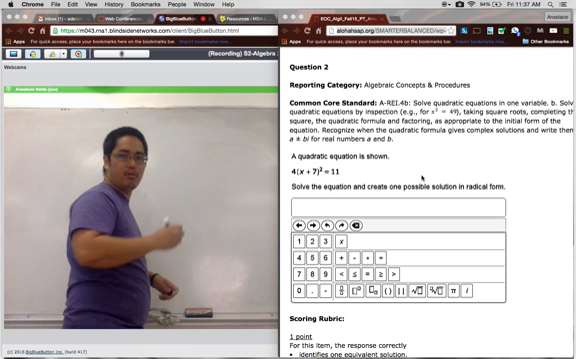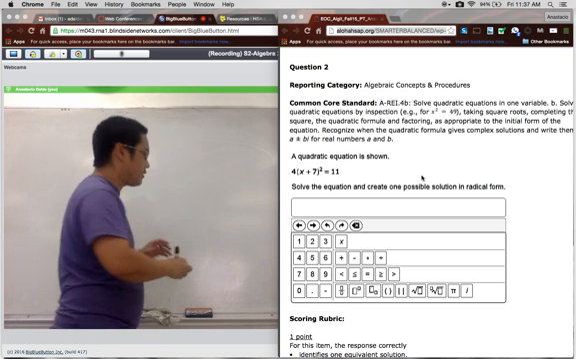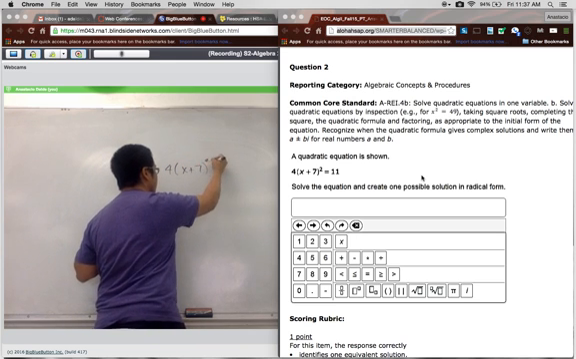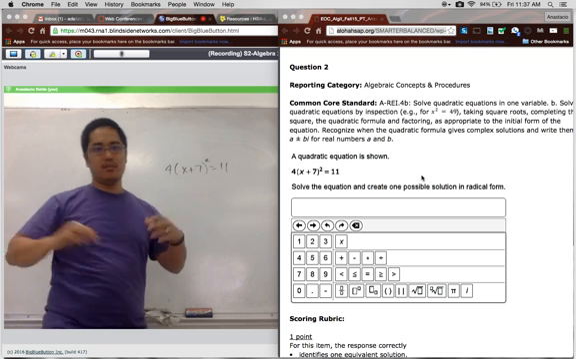Take care of this one. 4 times x plus 7 squared equals 11. All right. This one is just straight ahead solve.